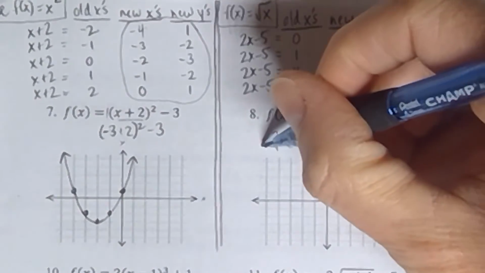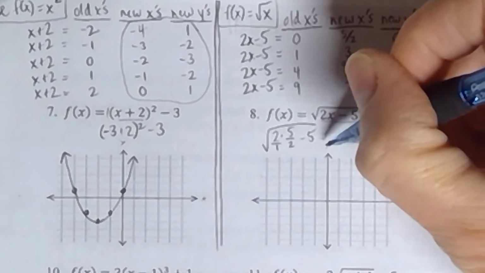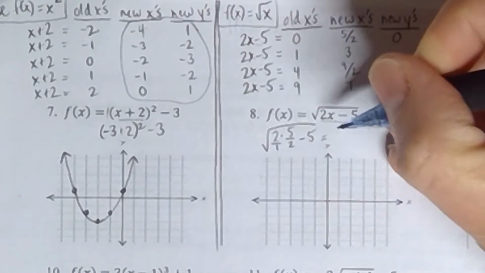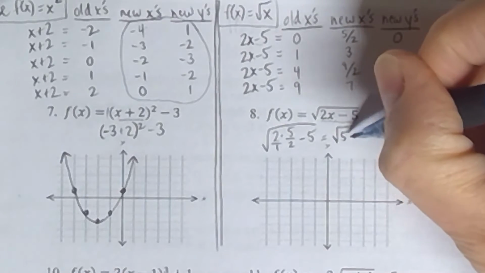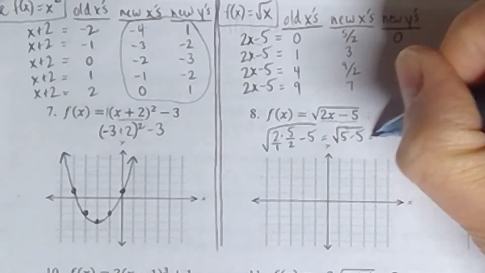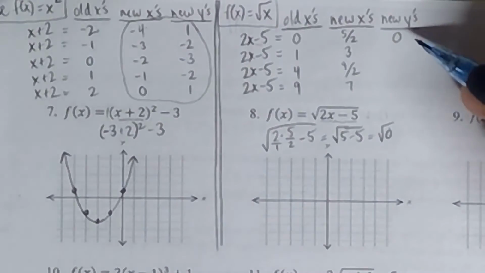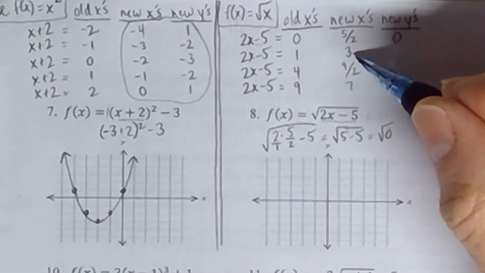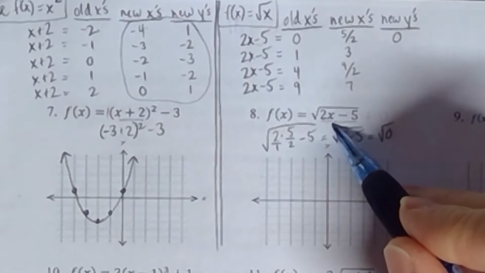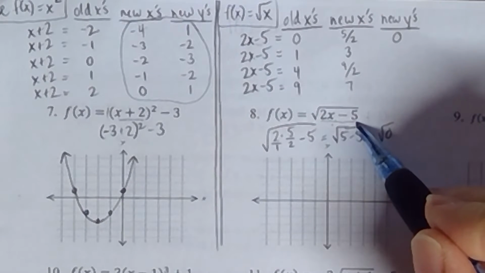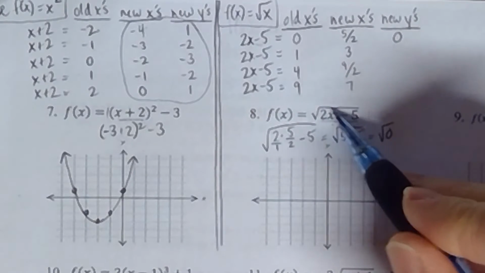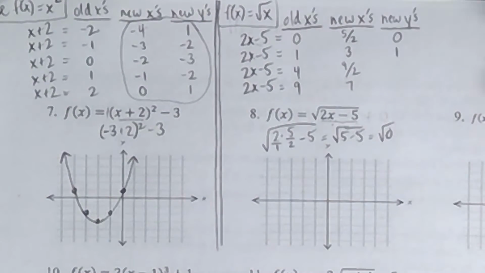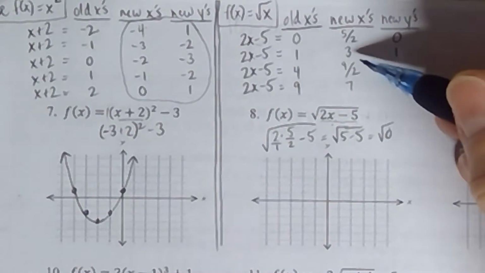So let me just give you a visual of that. I kind of did that all in my head almost. We end up getting 5 minus 5, square root of 0, and then that's where the 0 came from. Square root of 0 is 0. Let's do that again with 3. 2 times 3 is 6. 6 minus 5 is 1. Take the square root of that. Square root of 1 is 1. And we'll keep going here.